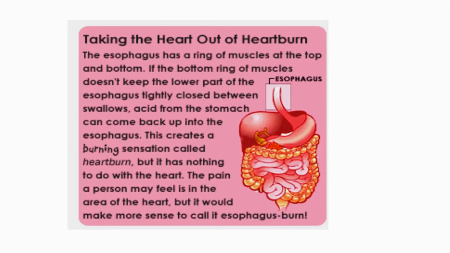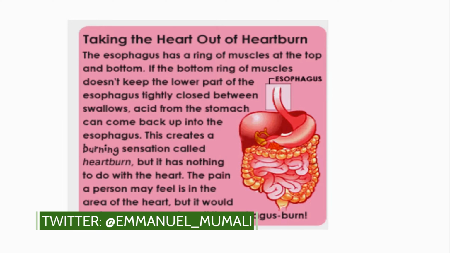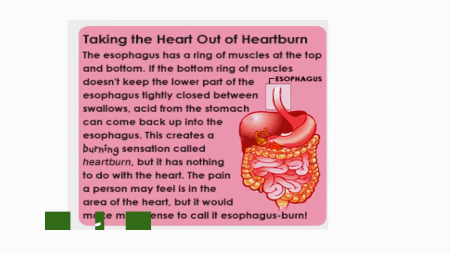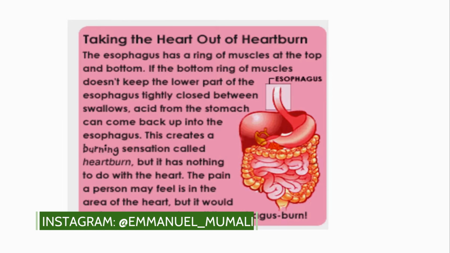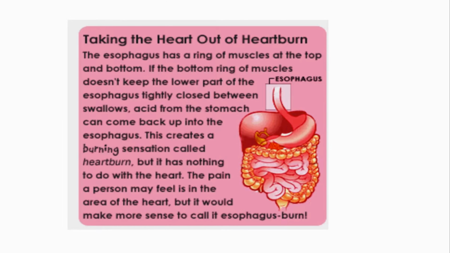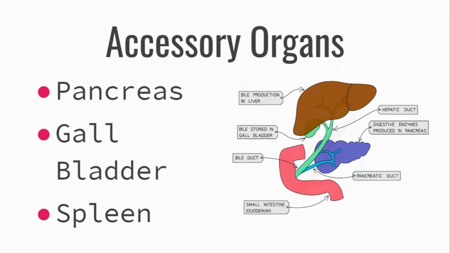Taking the heart out of heartburn: the esophagus has a ring of muscles at the top and bottom. If the bottom ring of muscles doesn't keep the lower part of the esophagus tightly closed between swallows, acid from the stomach can come back up into the esophagus. This creates a burning sensation called heartburn, but it has nothing to do with the heart. The pain a person may feel is in the area of the heart, but it would make more sense to call it esophagus burn. Accessory organs include the pancreas, gall bladder, and the spleen, as you can see from the diagram.